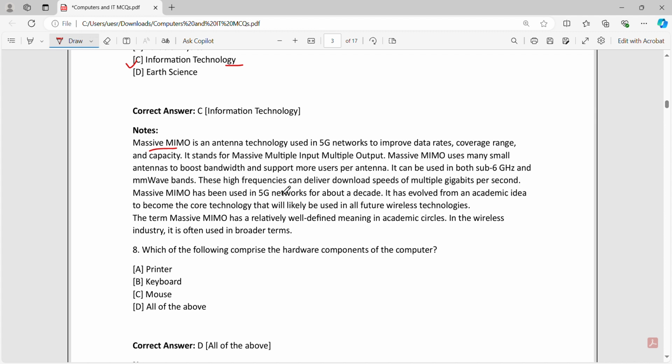Massive MIMO has been used in 5G networks for about a decade. It has evolved from an academic idea to become the core technology that will likely be used in all future wireless technology. The term massive MIMO has a relatively well-defined meaning in academic circles. In the wireless industry, it is often used in broader terms.